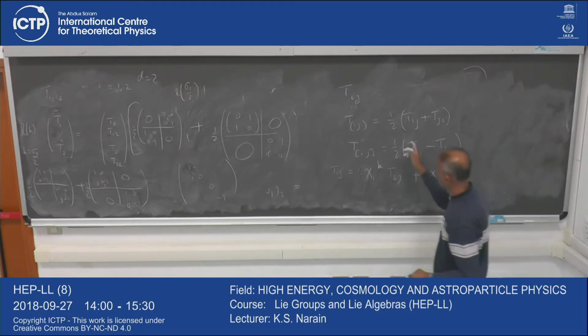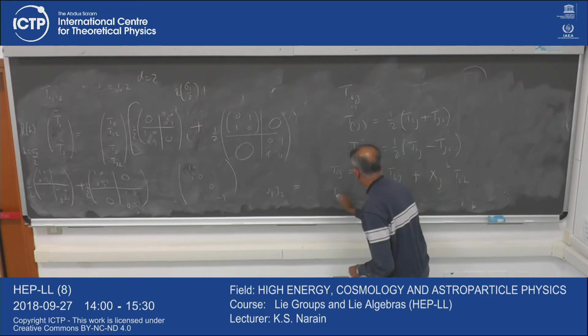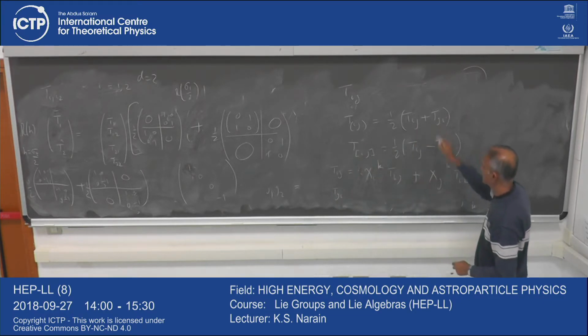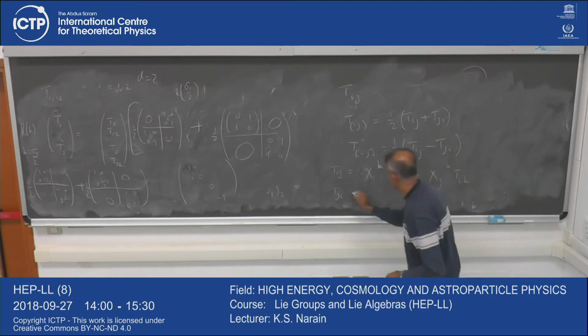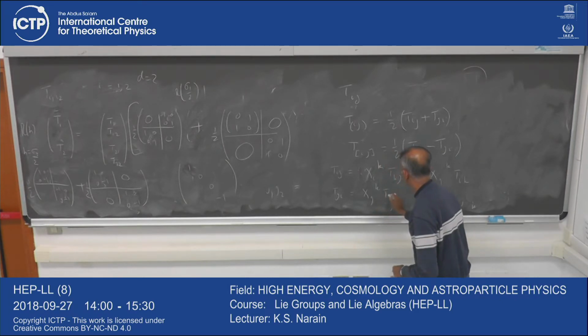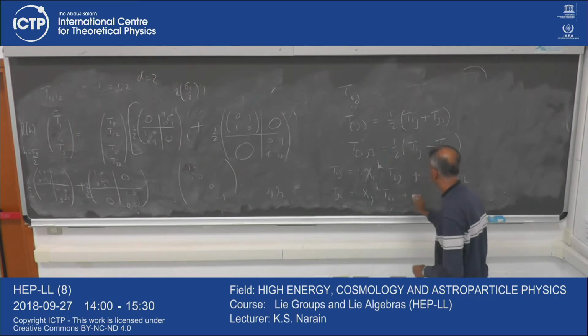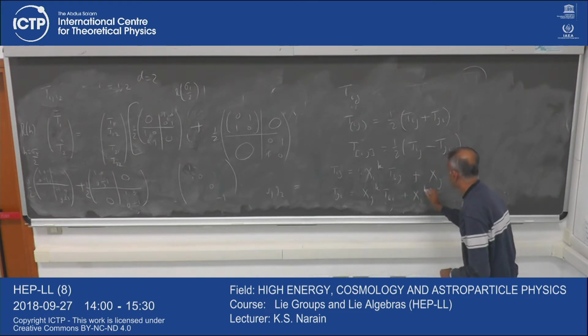Okay, and then similarly, what will happen to Tji? So we have these two terms, right? Tji. Well, again the same rule: x jk t ki plus x ik t ji jk.